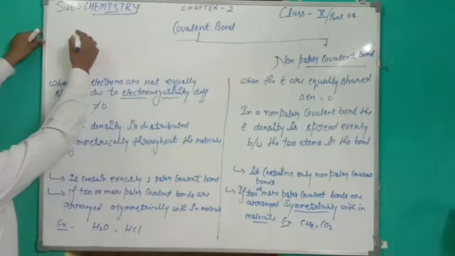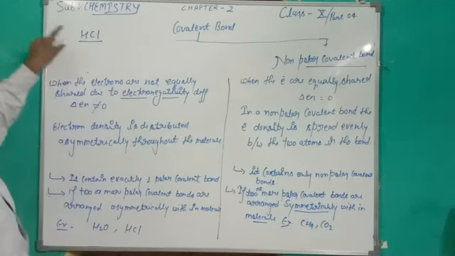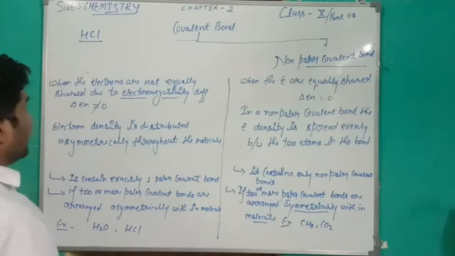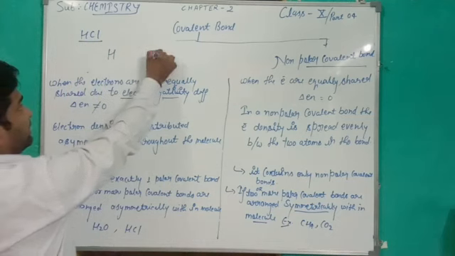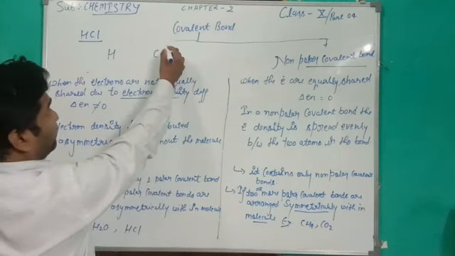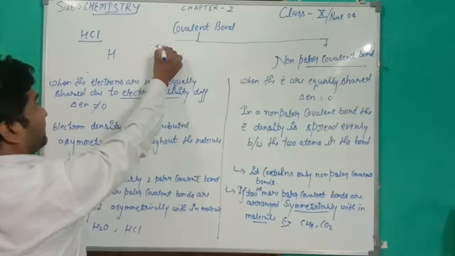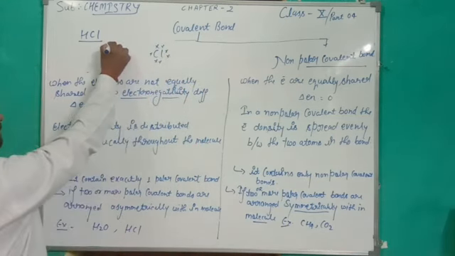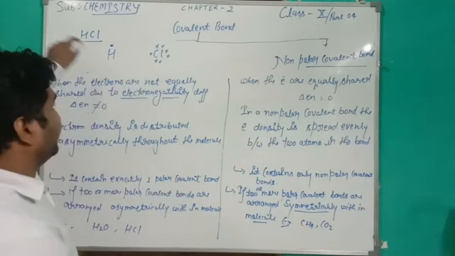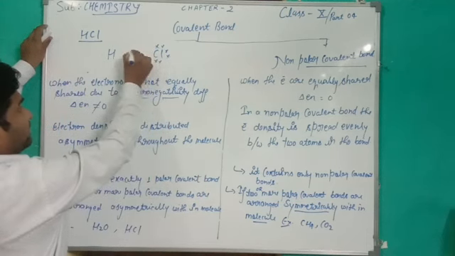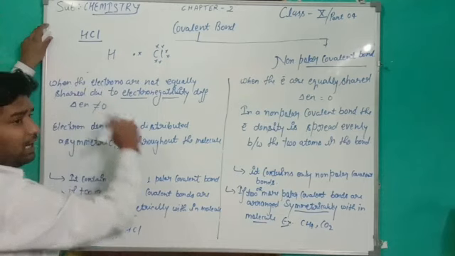Suppose we take an example, HCl, the hydrogen chloride molecule. Draw the Lewis dot structure. It is a hydrogen and chlorine. You know very well how many electrons are in the chlorine atom? 7 electrons. In hydrogen atom, 1 electron. So 1 electron is shared between the chlorine and hydrogen. Suppose this is the electron of chlorine and this is the electron of hydrogen.